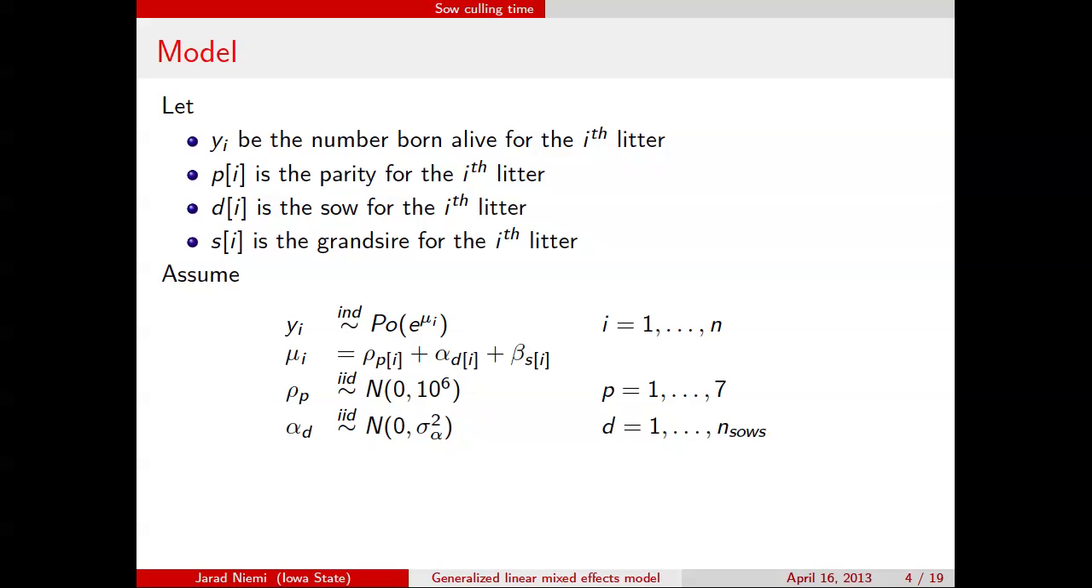Right, with mean 0, the sows have a variance sigma squared alpha. There are a total of n sows, which was about 1,600. Here's the distribution for the grandsires. Again, normally distributed, mean 0, variance sigma squared beta, and there are n grandsires, that was 182.